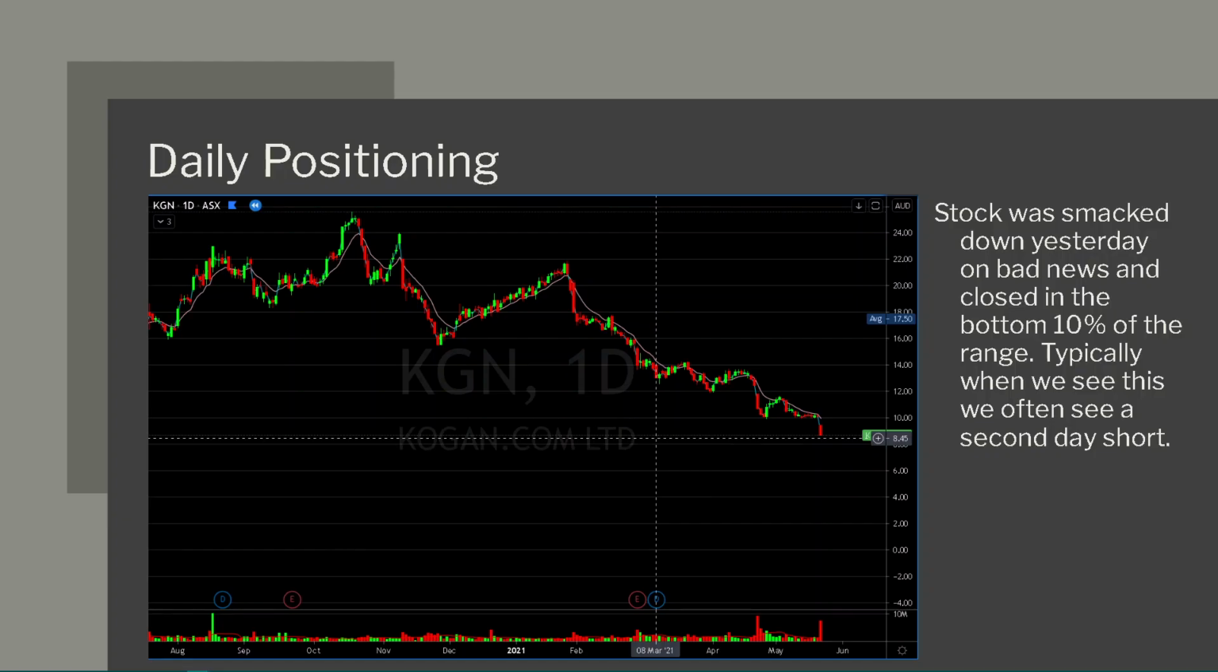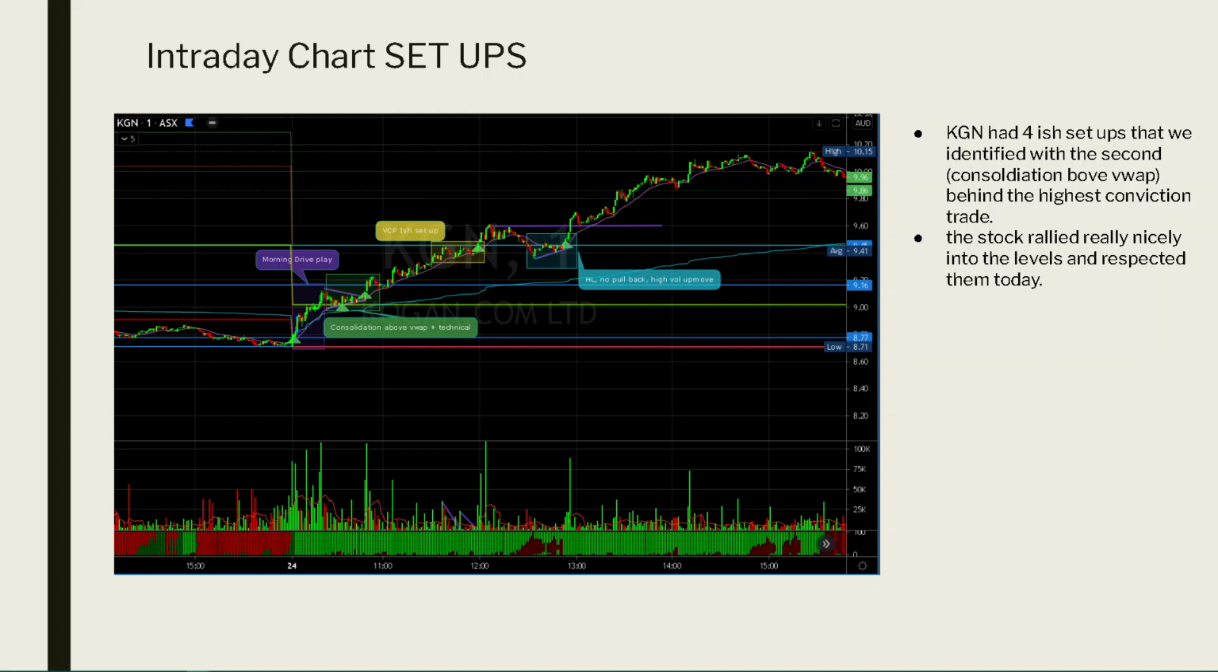So daily positioning, you can see it's pretty extended to the downside. Huge volume on the previous sell down, and you can see that it had a bit of a gap as well. And it did end up closing in the bottom 10% of the range, so we were a bit more short biased. So the intraday setups, you can see there were four primary setups that we saw.